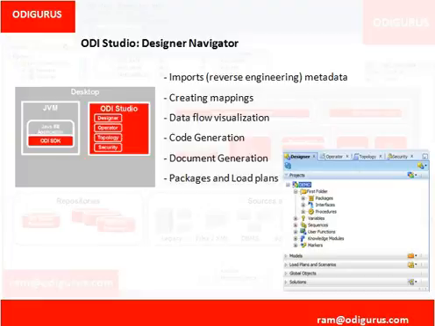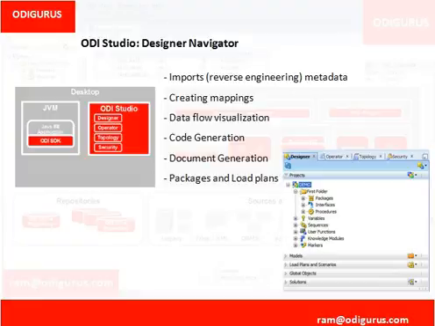Designer Navigator. The main objective of Designer Navigator is to create models and projects. Basically, you can create models and reverse engineer the data from the underlying technology. Reverse engineering means you can import the metadata from the database, and once you import the metadata, you can create a project and create mappings between these metadata tables.